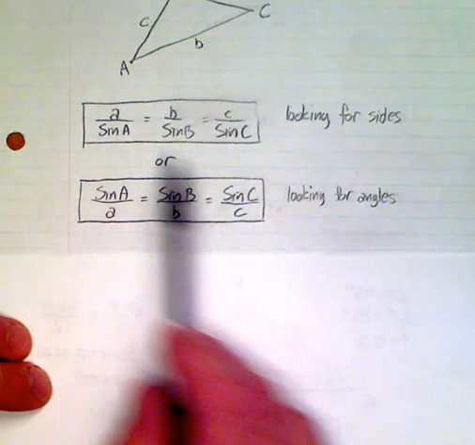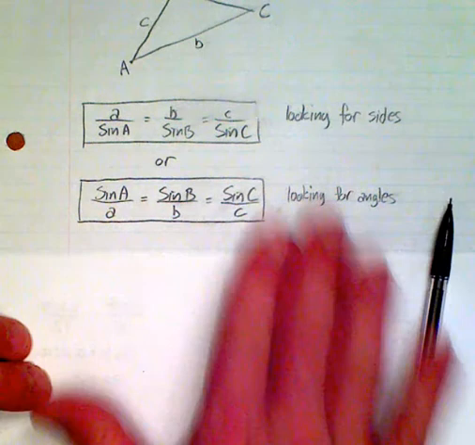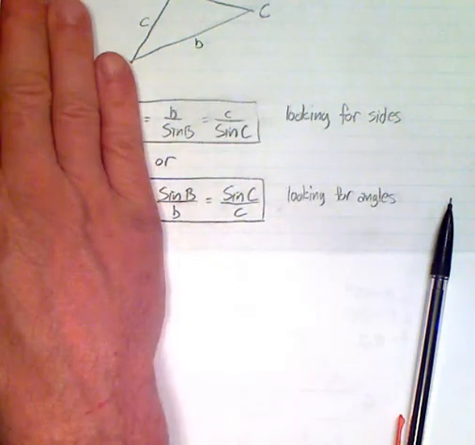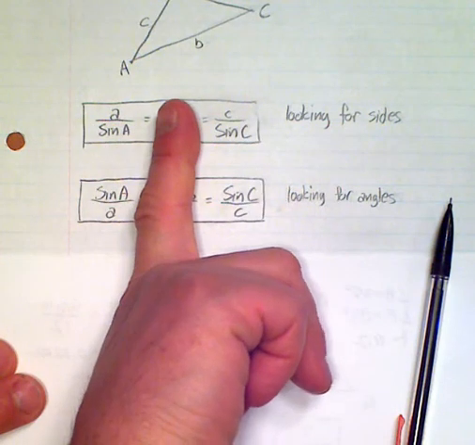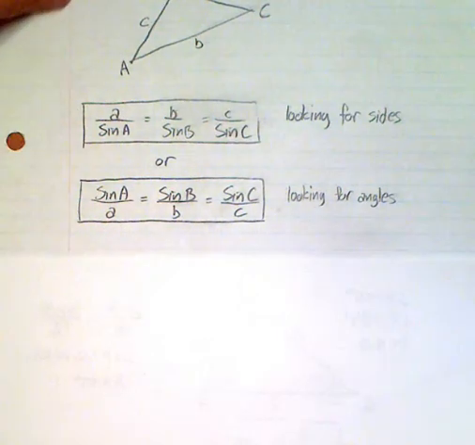Now notice that you have three ratios here, okay? We only really use two at a time. So you're either comparing A and B together, you're comparing B and C together, or you're comparing A and C, right? We never use all three at the same time. So let's look at a couple examples here.